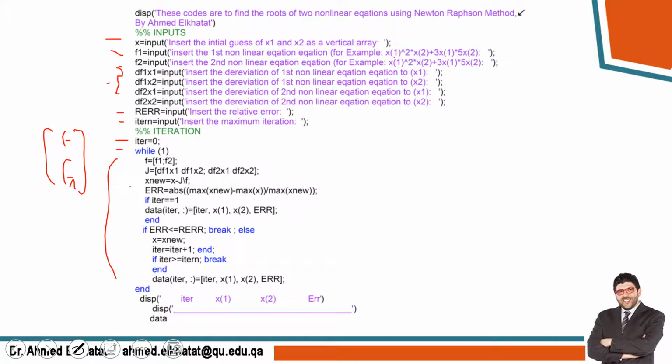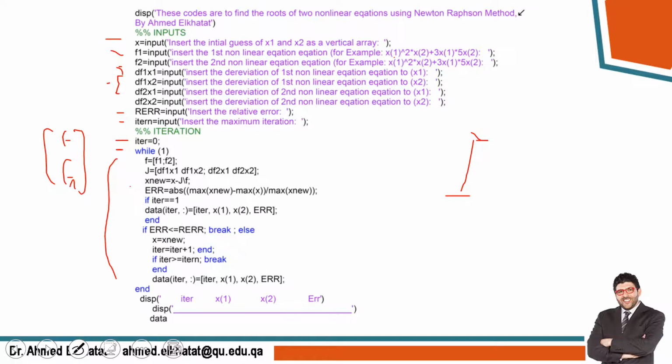Then the Jacobian J will be df x1, df x2. We already defined each of them here. Then x new will be x minus J left division f. Then the error will be the absolute value of the maximum of x new minus x over the maximum of x new. Why do we use the maximum? Because if you have an array, the maximum error should be less than the required error.